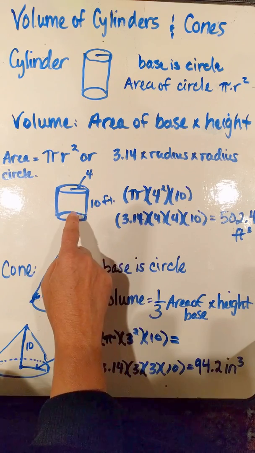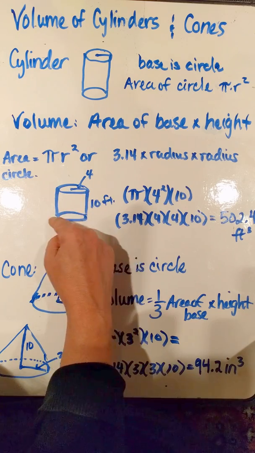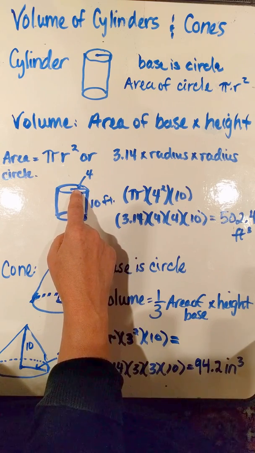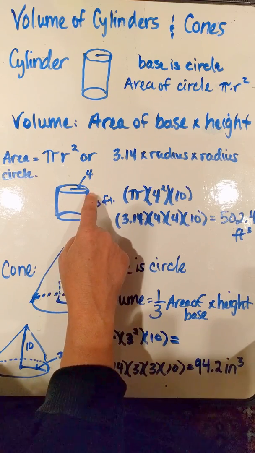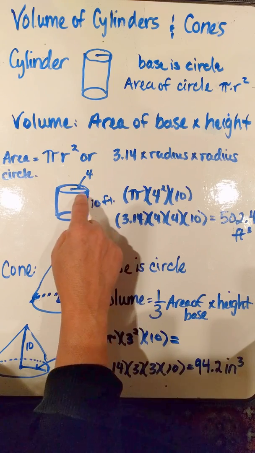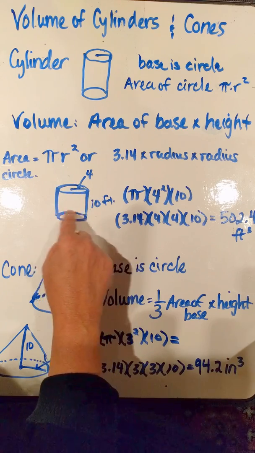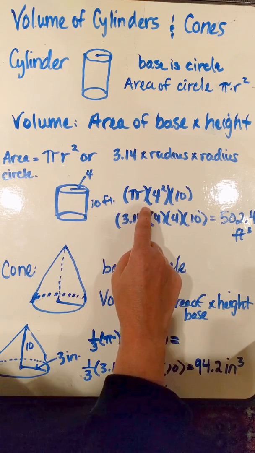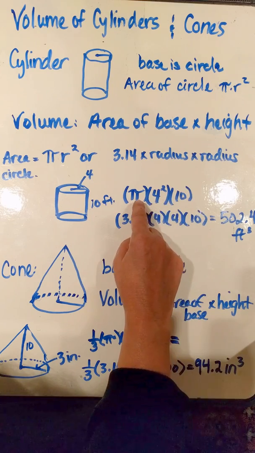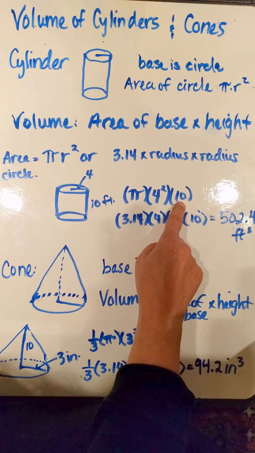So for our example, I have a cylinder, and for the base, you can use either the top or the bottom. Here my radius is 4 and the height is 10. So this is the distance for the height, and this is the radius of the circle on top. There's a circle on top, a circle on the bottom, like a can. And again, the volume formula is area of the base times the height. So pi times radius squared times the height.